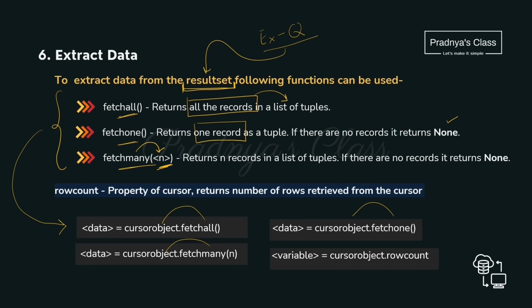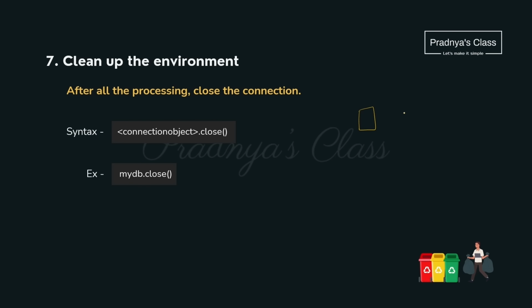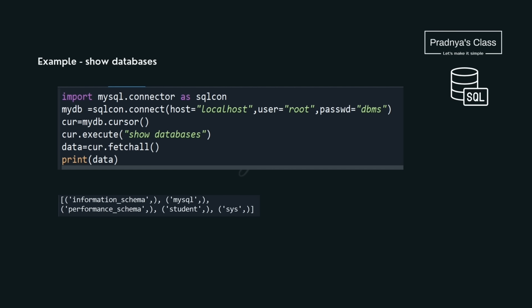There is one more property associated with the cursor object, called rowcount, which will count the number of rows retrieved by the cursor. So this is how it will work. It will give the count of the records. Alright, we know when we establish the connection, we need to close it. For that we will be using the close function which works with the connection object. Alright, now let's try to write one program by assembling all the steps together.